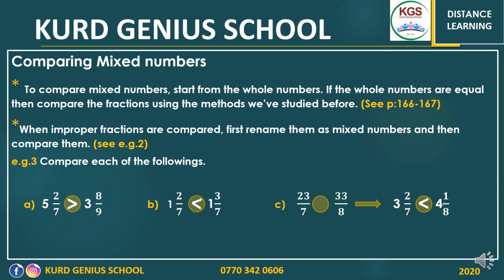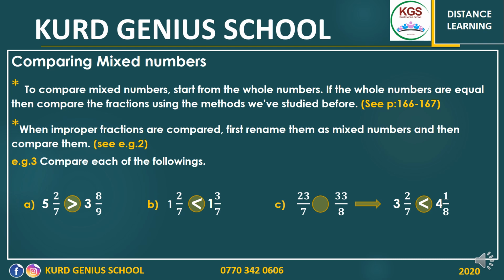How can I rename them? By long division. So divide the 23 by the 7. 23 divided by 7, you will get 3 as the quotient, 2 as the remainder, and 7 is the divisor. And 33 divided by 8, 4 is the quotient, 1 is the remainder, and 8 is the divisor. So here we have 3 and 2 sevenths with 4 and 1 eighths.